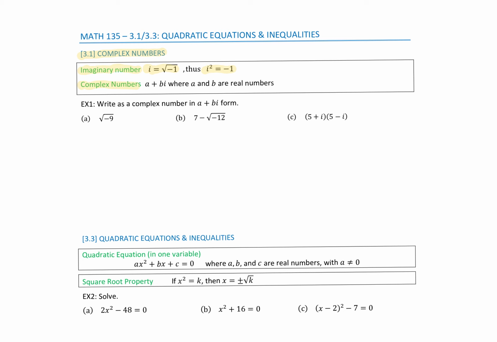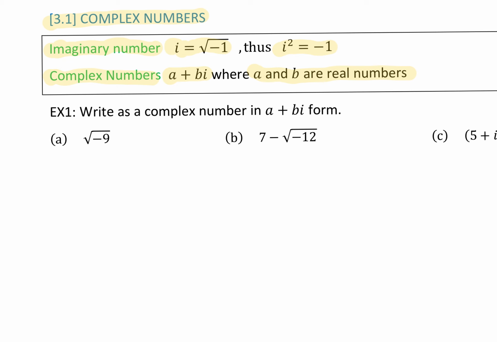When we say complex number, what we're talking about is any number that can be written as a plus bi, and here a and b are real numbers. So that a is what we call the real part, and the b is what we call the imaginary part. So this is real, and this is imaginary, which makes sense because that bi is with the imaginary i.